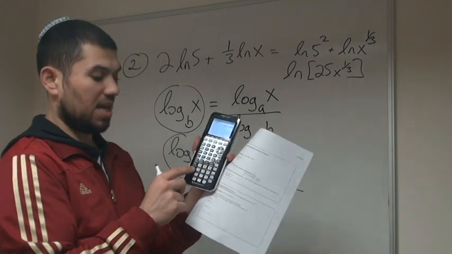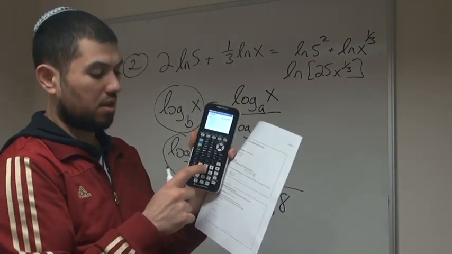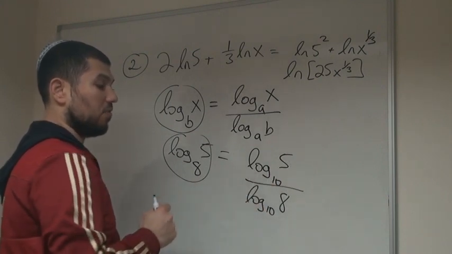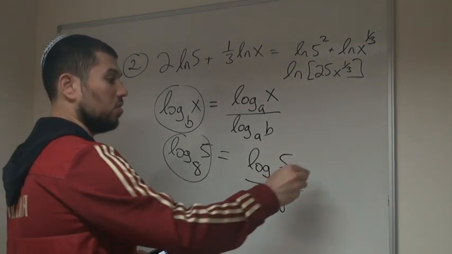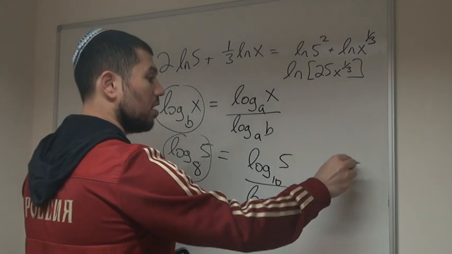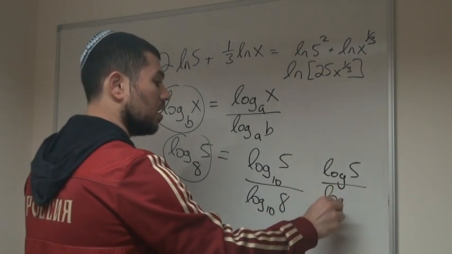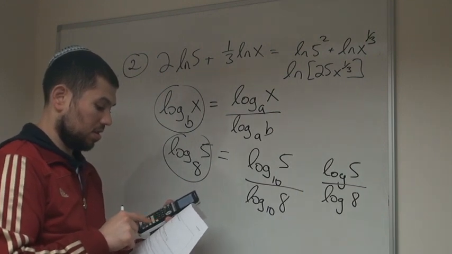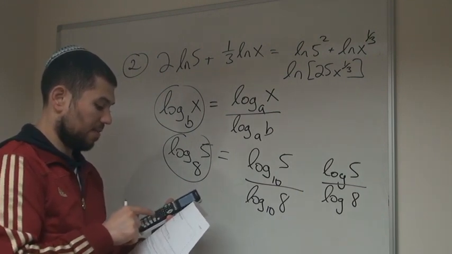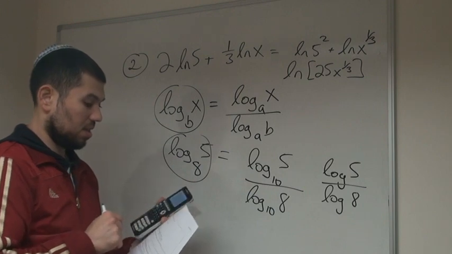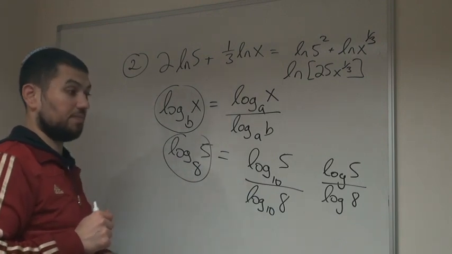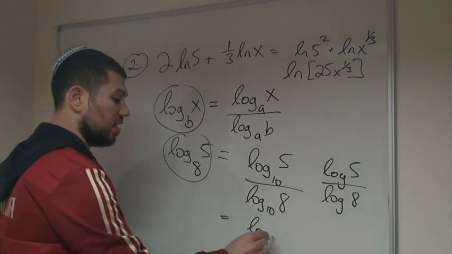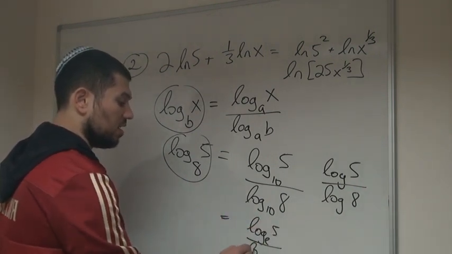I can just go into a calculator and hit log 5, because this is the common log. I don't even have to write 10. I can do log 5 over log 8. Log 5 divided by log 8. You get 0.77.